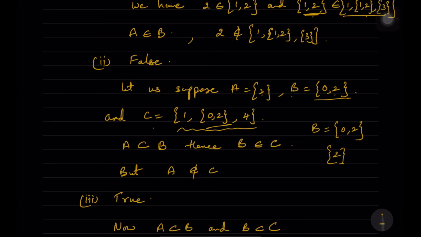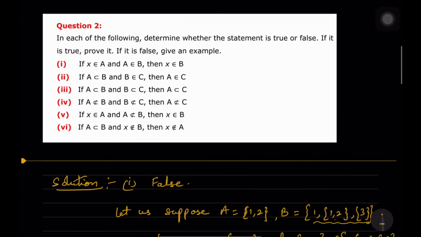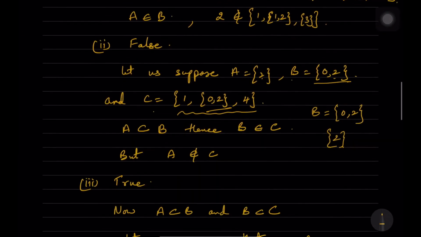That's why it is a false statement. Next, here it is given that A belongs to C, but we have seen that A does not belong to C. Now the third one: if A is a subset of B and B is a subset of C, then A is a subset of C. So we'll see here how it is.